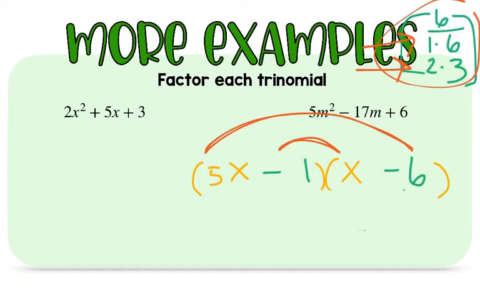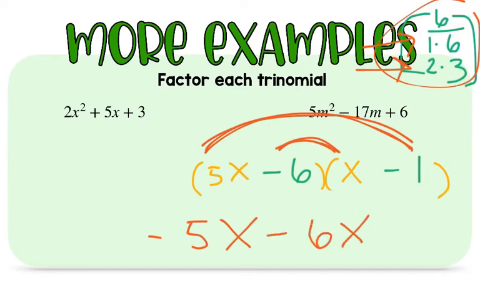Let's just flip-flop, and instead of the negative 1 here and the negative 6 here, let's just trade those places. So let's put the negative 6 here and the negative 1 here. And again, we'll do the same thing. Multiply the far ones, and that gives me negative 5x. And then multiply these close ones, that gives me negative 6x. If I were to put those together, I would get negative 11x, which does not match the negative 17 that I needed.